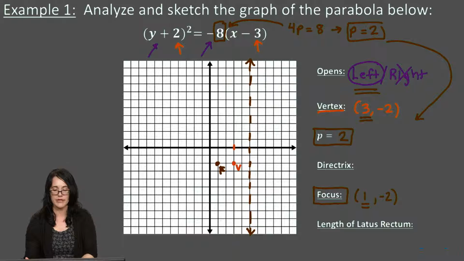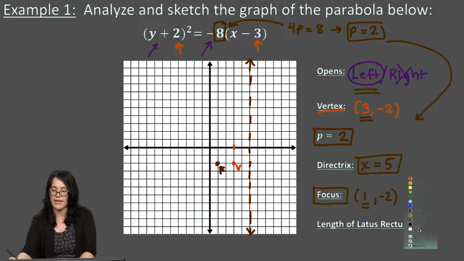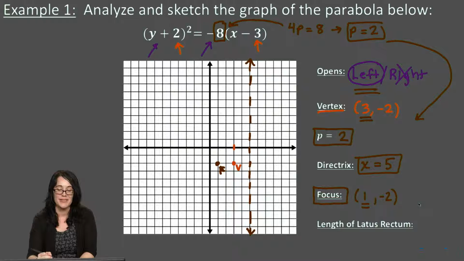Okay, so let's take a look at what this means for us. If our directrix is a vertical line, what would its equation be? That's right, x equals what number? 2 to the right of the vertex. That's going to be x equals 5. So that's the equation of my directrix. And if this parabola is opening left, we're almost done. The parabola is going something like this, but how wide or how narrow should we make it?